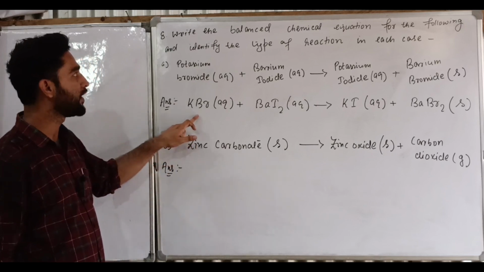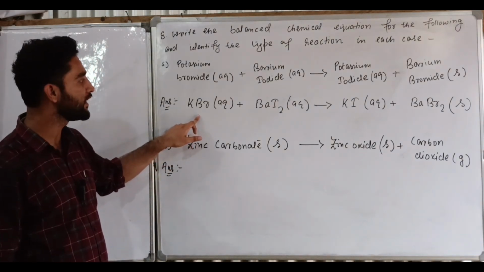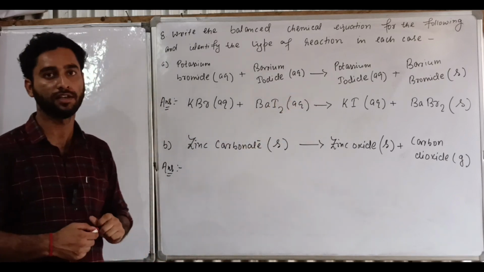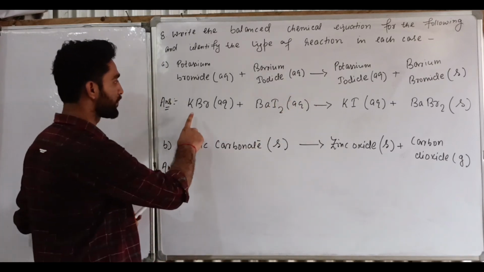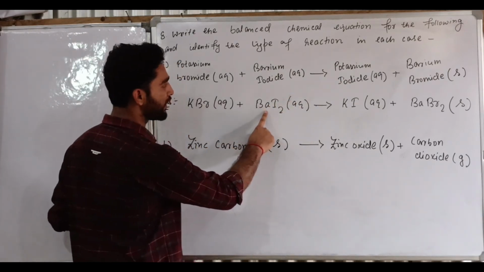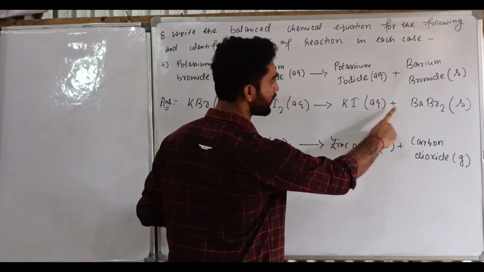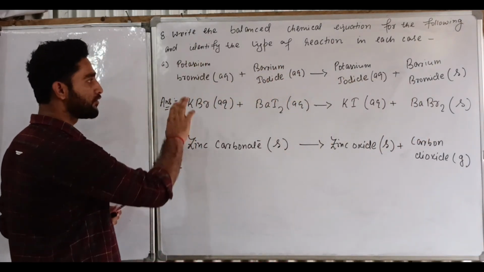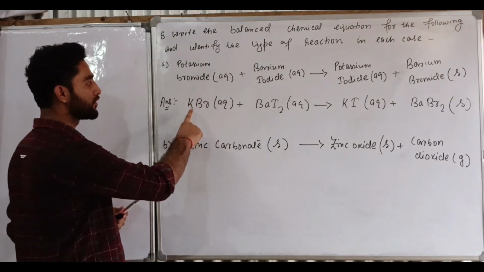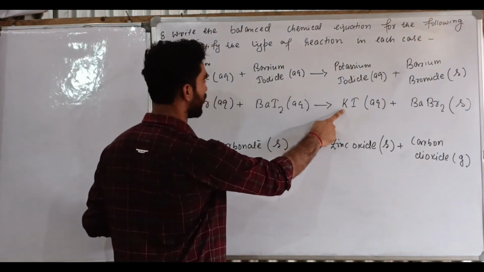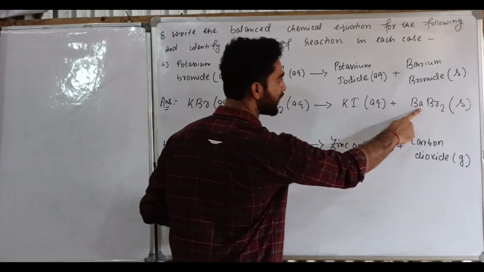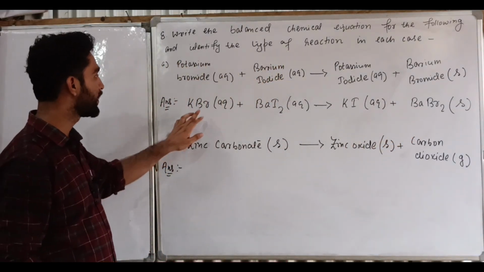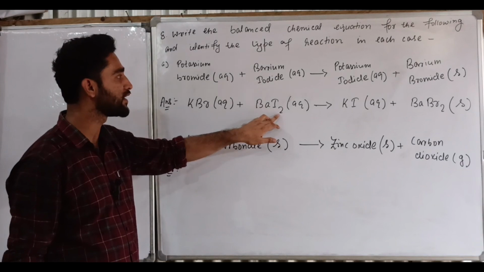So first we have to convert into balanced state. Then we have to tell what kind of chemical reaction it is. So see, potassium bromide reacts with barium iodide, forms potassium iodide plus barium bromide. Now first try to balance the metal. So this side potassium 1, potassium 1, barium 1, barium 1. Now try to balance the non-metal. So what are the non-metal? Bromine is the non-metal, iodine is the non-metal.